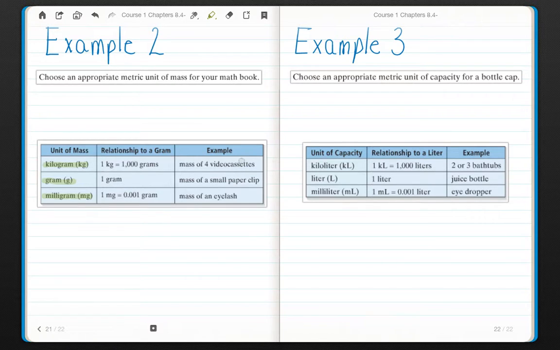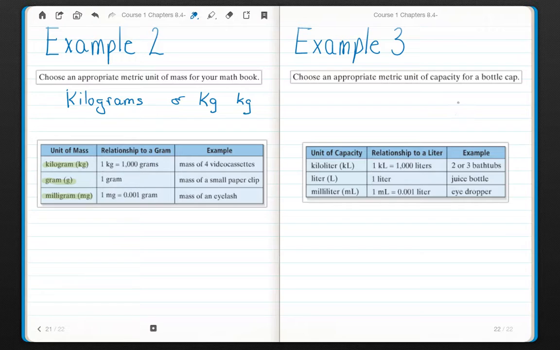Okay? So, typically with mass, anything larger than a paper clip, we're going to use kilograms, or kg, capital K or lowercase k, doesn't matter. Kg, kilograms for short.